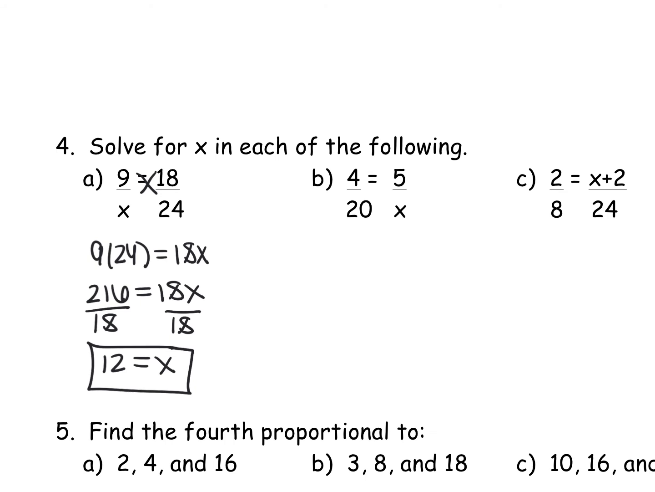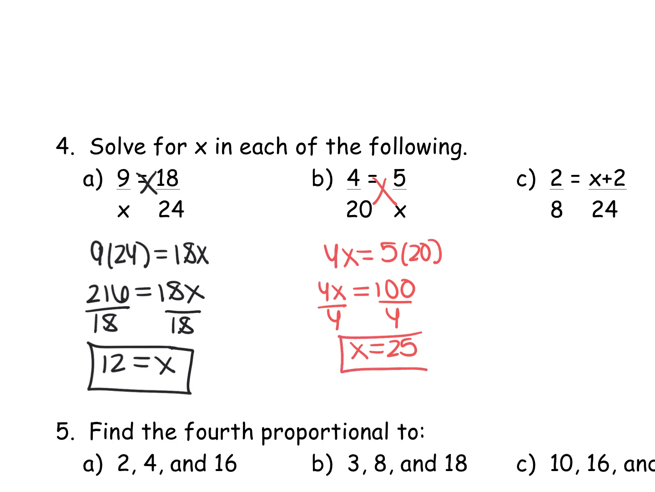If we go over to the next one, again, cross multiply to solve the proportion. 4 times x is 4x, and 5 times 20 is 100. If we divide each side by 4, x is equal to 25.